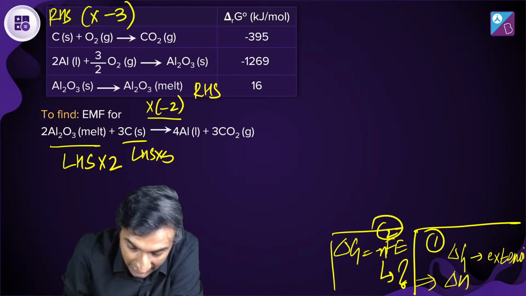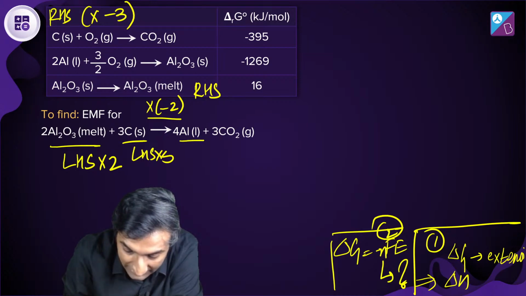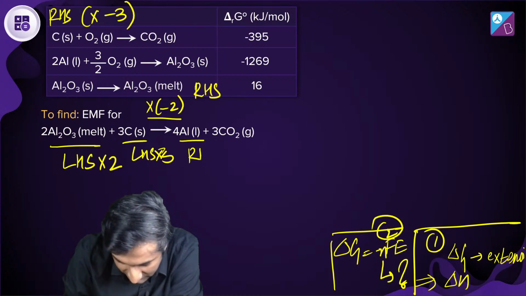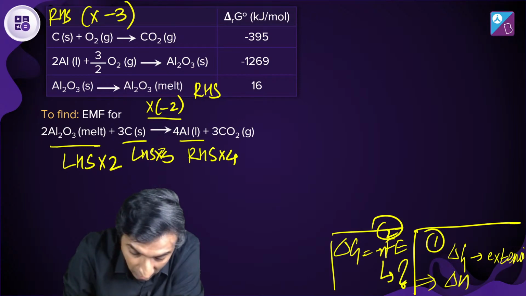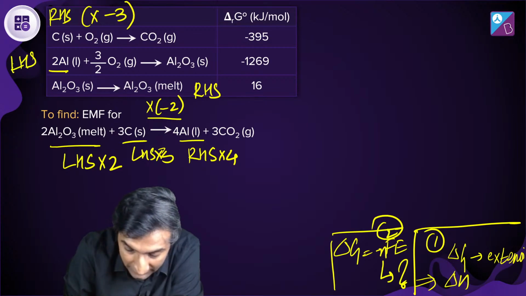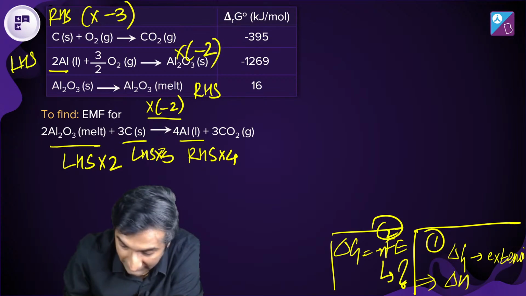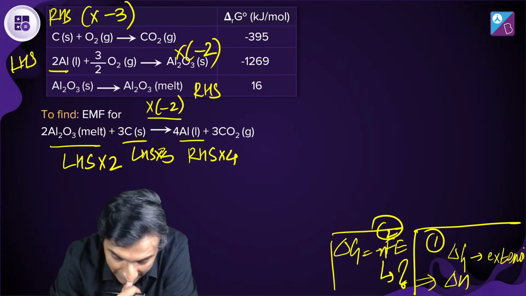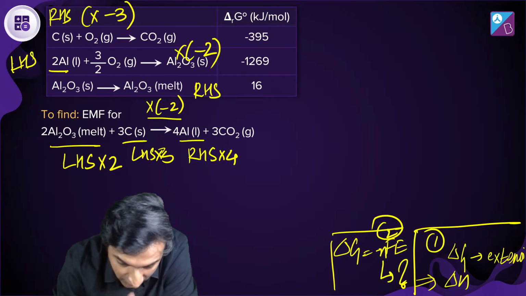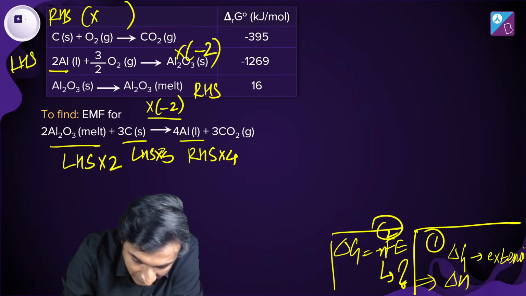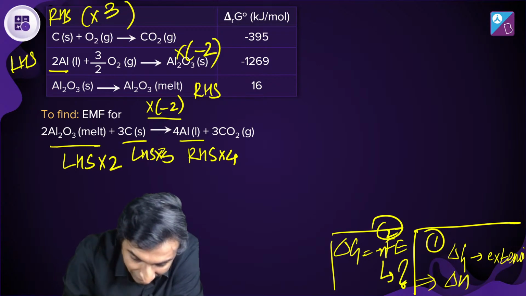And what else is there? I have Al liquid. Okay, this is RHS and into 4. But there's already 2 here. So I will, this is LHS. So I will do into -2 यहाँ पे. ठीक है? -2 क्या? नहीं, 1 मिनट सोचने दीजिए. इधर -3 नहीं होगा, it will be just 3 here. Right? Because C is on the left hand side.